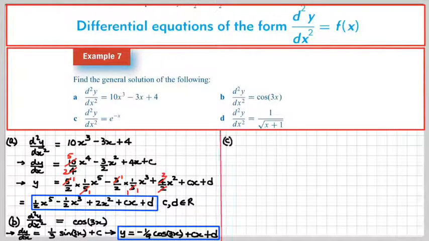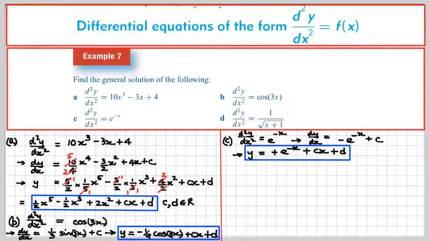Alright, let's do number C now. d2y dx squared is e to the minus x. That's really easy. So dy dx would be minus e to the minus x plus c, and then go again. Therefore y would be plus e to the minus x plus cx plus d, where c and d are any real numbers. Good.